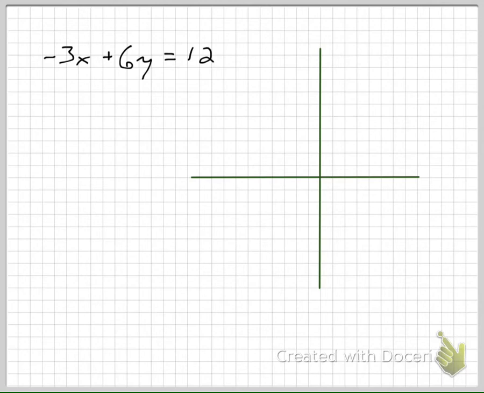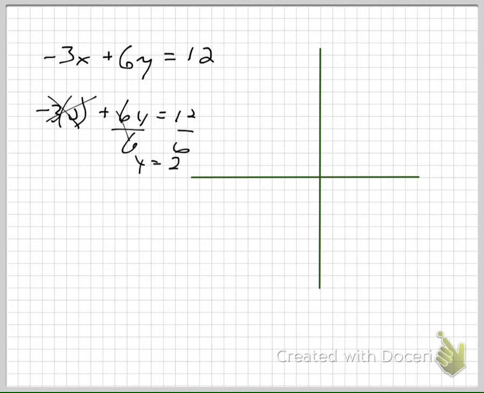So let's do it. Let's make x be 0. Negative 3 times 0 plus 6y equals 12. They're gone. 6y equals 12. We're just going to divide by 6, divide by 6. Y equals 2. So when x is 0, y is 2. That's right here. That's (0, 2). Agreed? Okay.